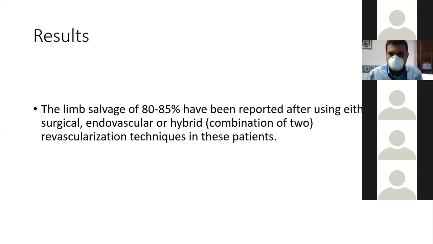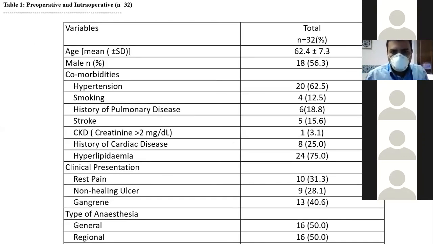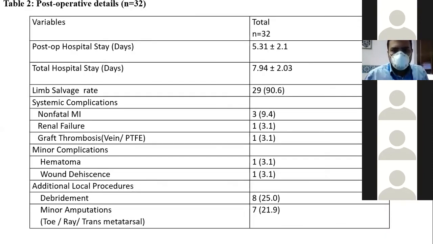That's good. Yeah. So this is actually the results of a systemic review, which has shown that a combination of surgical, endovascular, or hybrid methods has given a limb salvage rate of 80 to 85%. And this is actually our results: we have done 32 bypasses, and our salvage rate was about 90%. We have some systemic complications: 3 patients have non-fatal MI, a few have renal failure, minor complications, but bypass works even better.